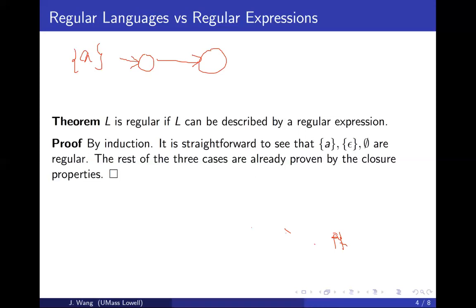So this is the initial state, this is the final state, and this is A. And then for the empty string, it just means that it doesn't take any input, so the initial state is also final. And for the empty set, there is no accepting state. It does not accept anything. So these are regular.